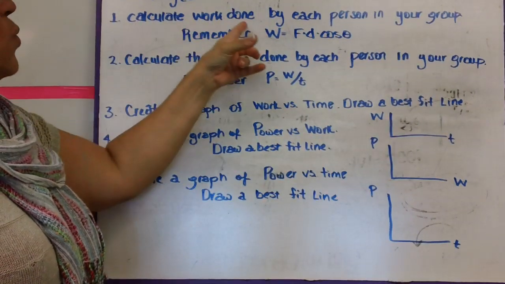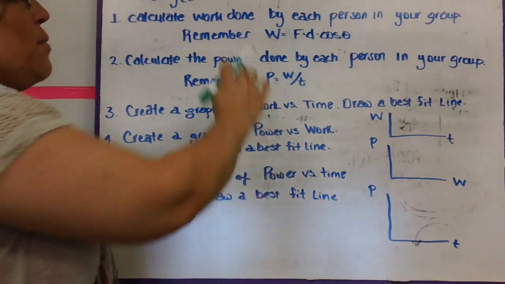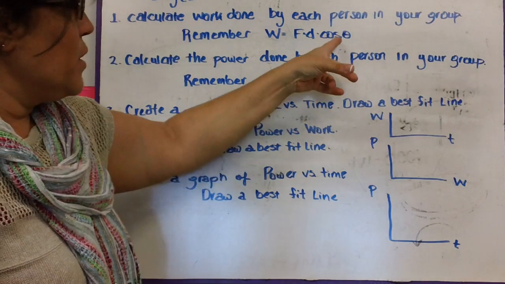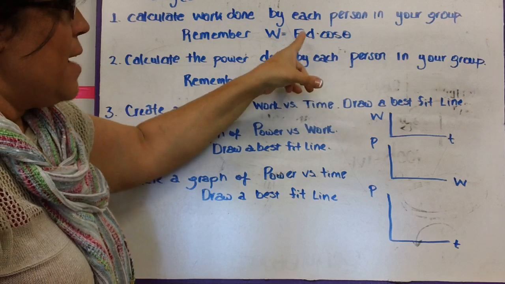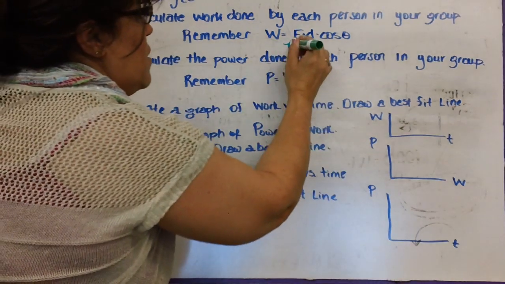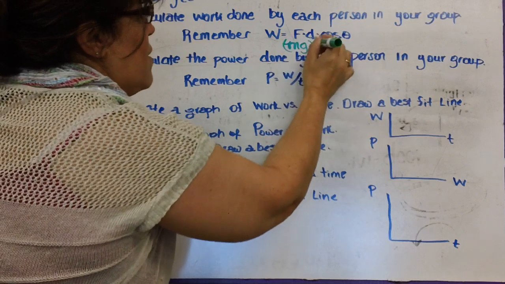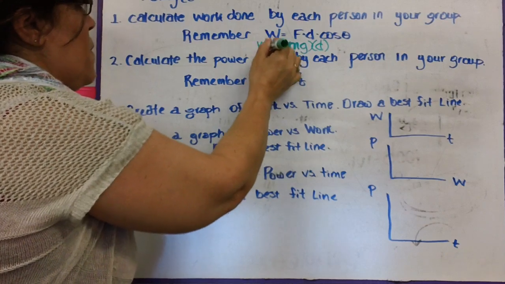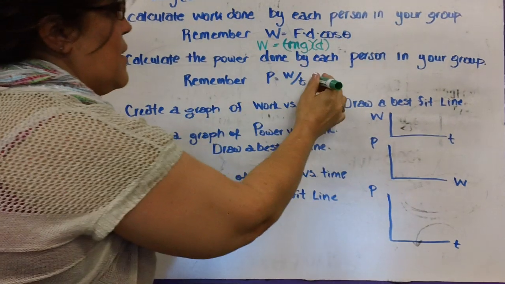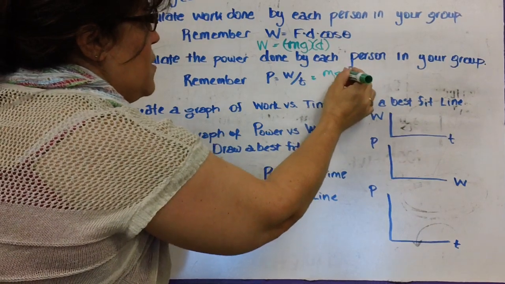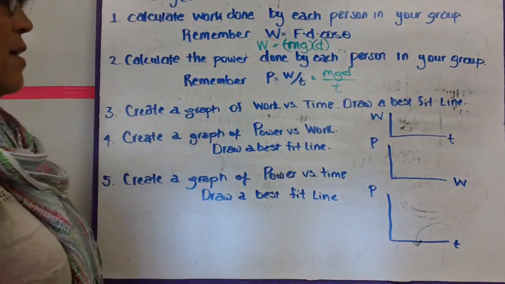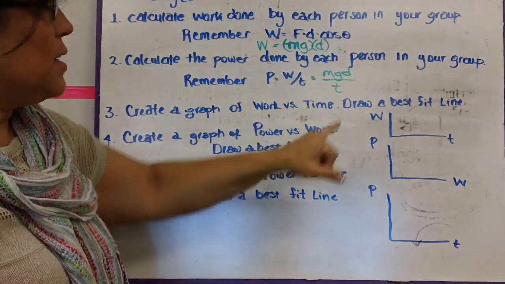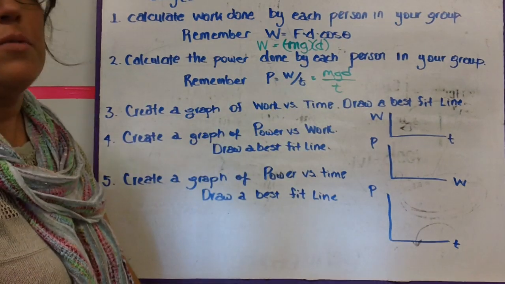You're going to calculate the work done by each person in your group, and the way that we remember our work is force times distance times cosine theta, and theta is going to be 0 degrees. Our force is going to be our mg, which you calculated, and then the height of your vertical distance, and so we can figure out the work. Then we're going to calculate the power by taking the same work, the mgd, over the time it took you to get up the stairs. So you're going to be working in groups, calculating the work each person in your group did, and the power that it took them to do that work.